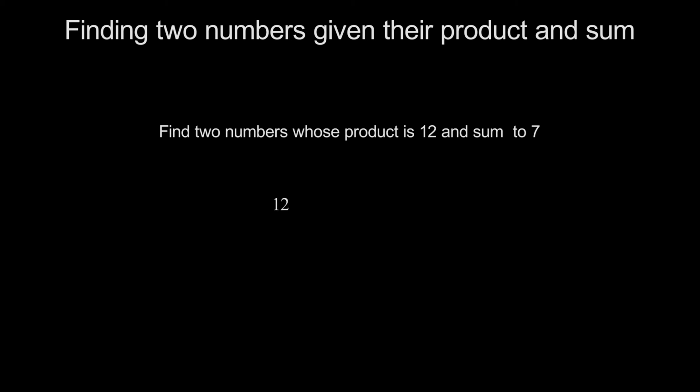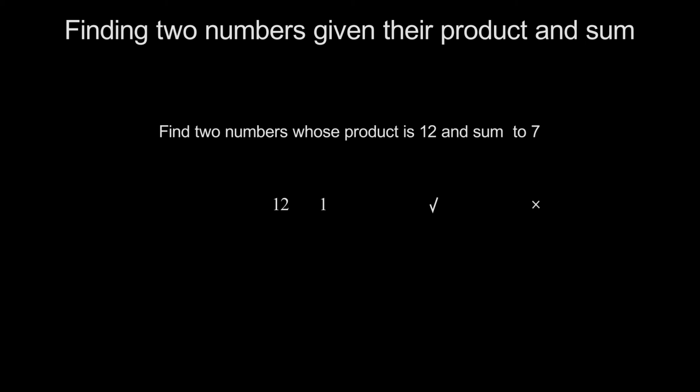Finding two numbers given their product and sum. Find two numbers whose product is 12 and sum to 7. 12 and 1 multiply to 12, but they don't sum to 7.